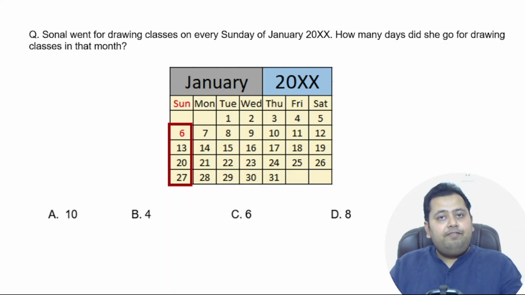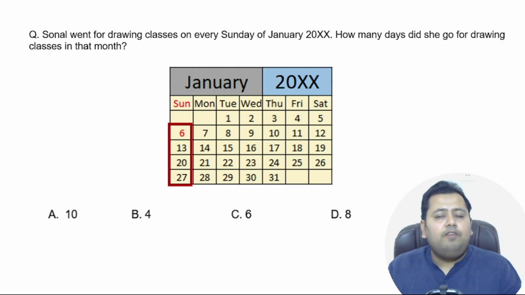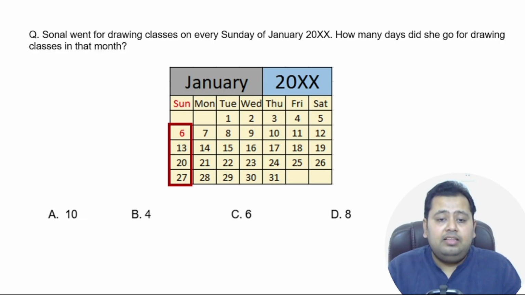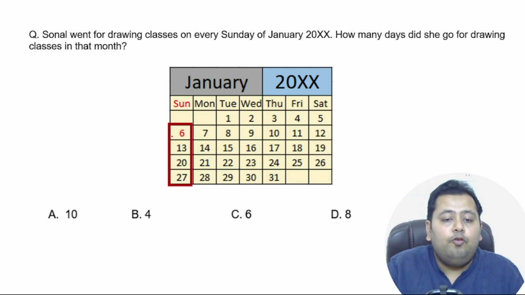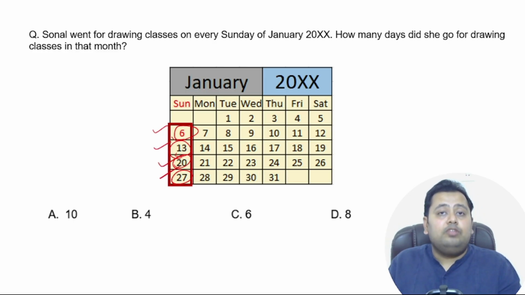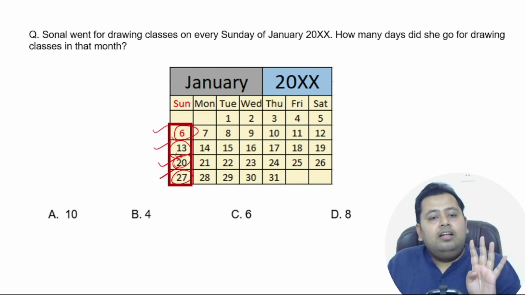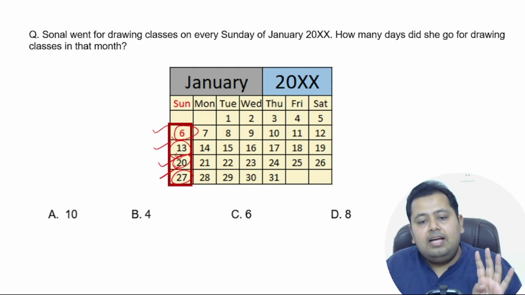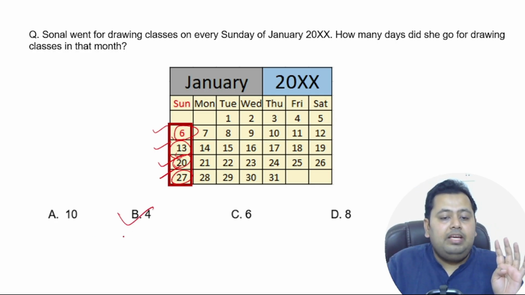Great. So I hope you would have found the solution. This is the easiest question of all. You just need to count how many Sundays are there in this month. If you see, there are 4 Sundays in the month, right? So this is 6th of January, 13th January, 20th and 27th January. So there are 4 days when Sonal would go for a drawing class, and the answer is nothing but B, 4.